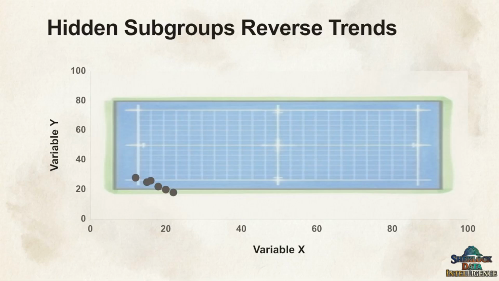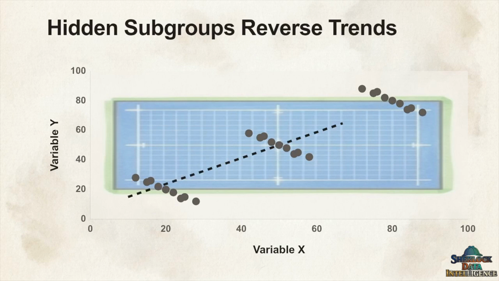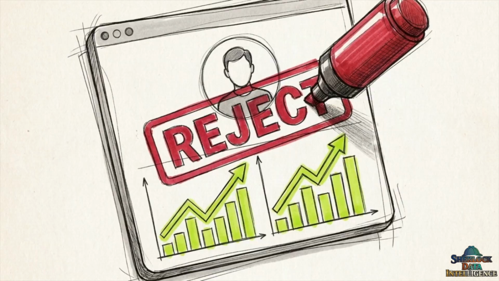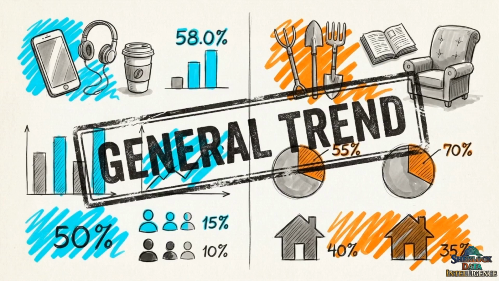This chart shows the naive analytical view. Observing this population as a single mass suggests a strong, positive correlation. But when disaggregated into underlying subgroups, the trend reverses. This is Simpson's paradox. A seemingly positive correlation was actually 3 negative ones. Failing to identify these hidden subgroups results in models that deliver backward recommendations. You end up applying a generalized trend to populations that behave in the exact opposite way.